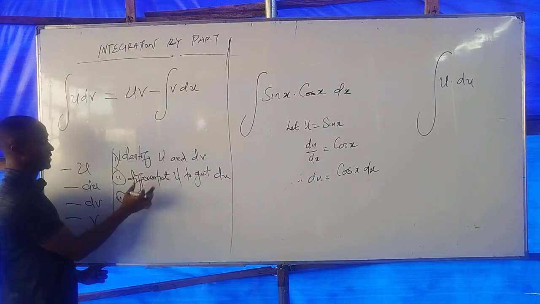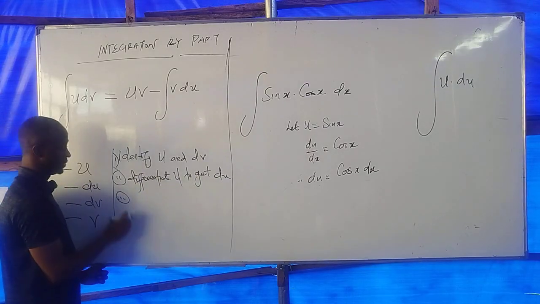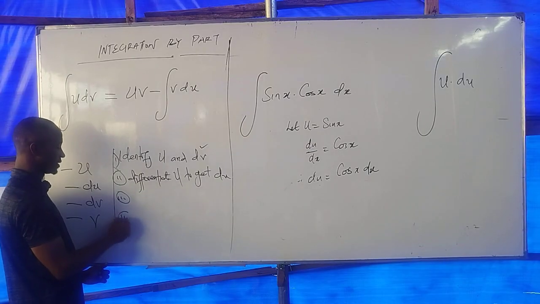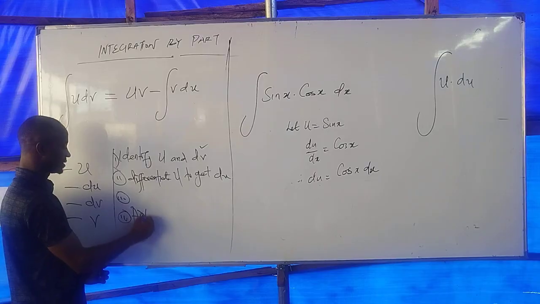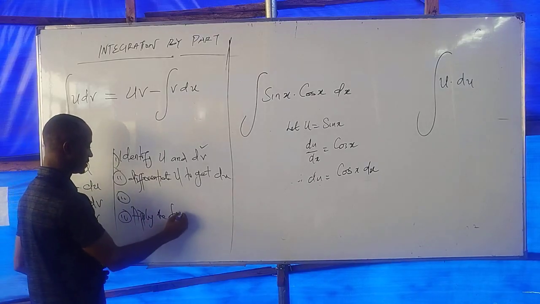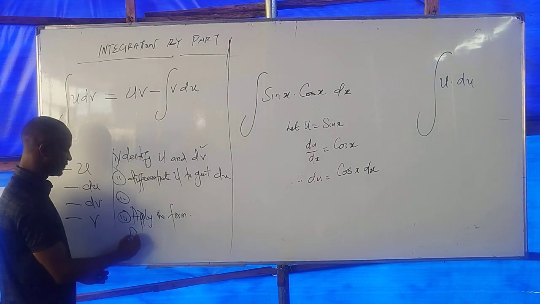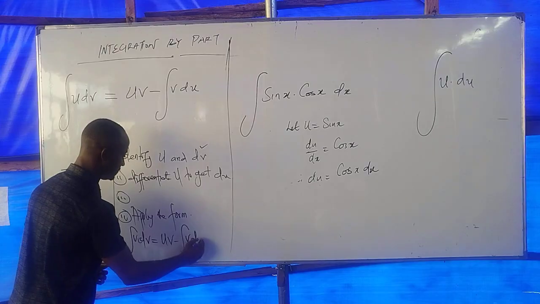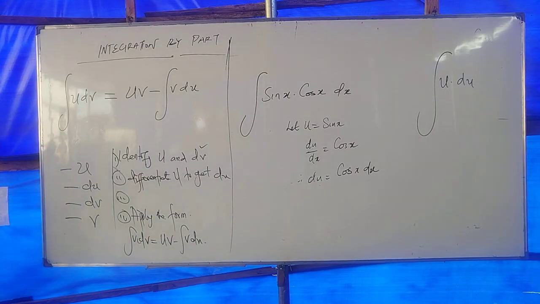Number one, identify u and dv. Number two, differentiate u to get what? The du. Number three, integrate the dv to get what? v. Number four is what? Apply. Apply what? The formula. And what's the formula? Integral of u dv equals uv minus integral of v du. Don't forget.